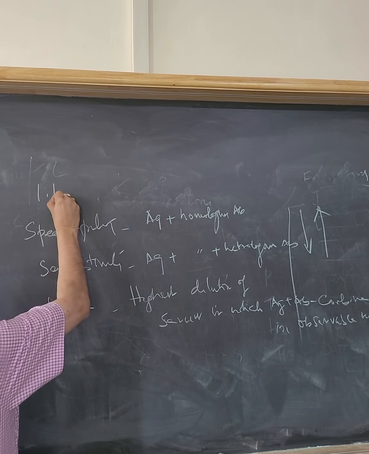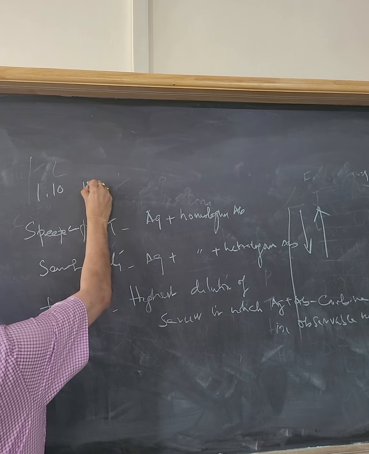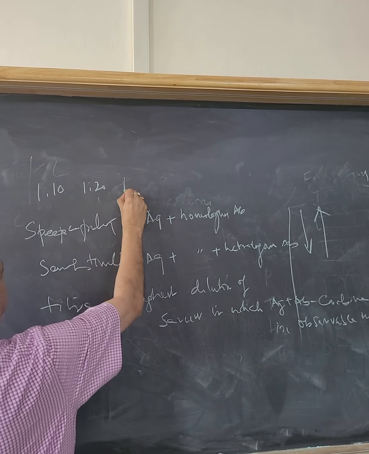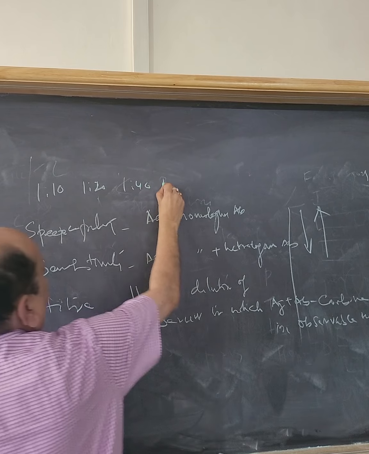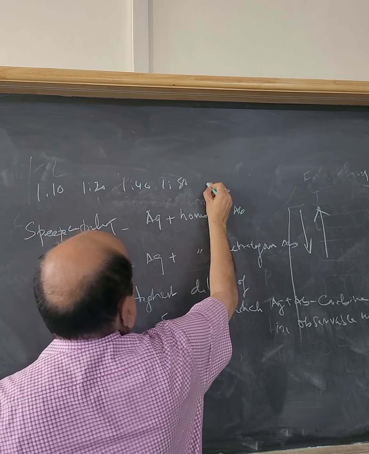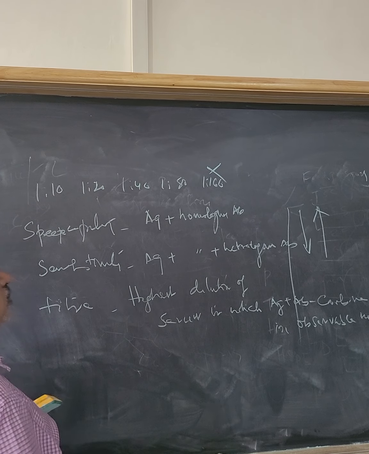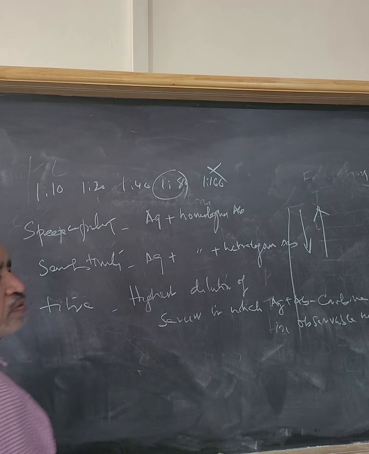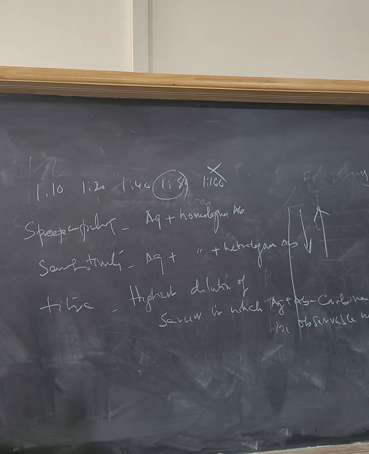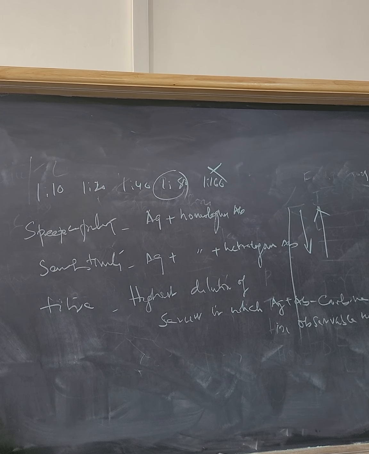If you can observe agglutination at 1 in 10, 1 in 20, 1 in 40, 1 in 80, and at 1 in 160 you don't see agglutination, then 1 in 80 is the titer. Highest dilution of serum in which antigen combines with antibody in an observable manner.